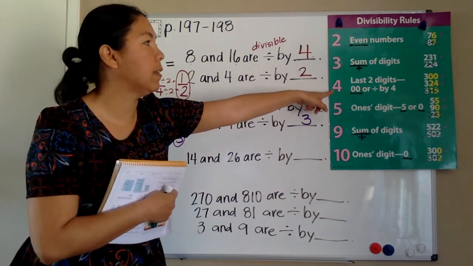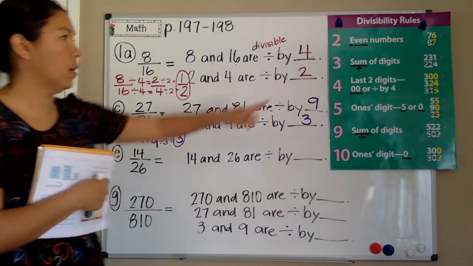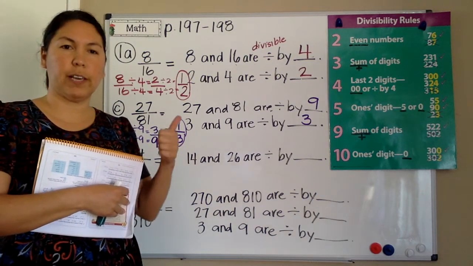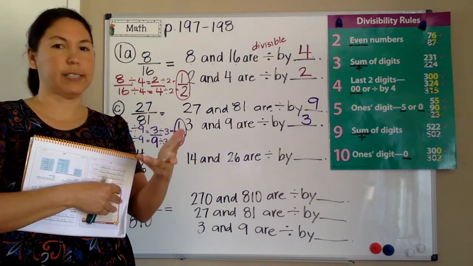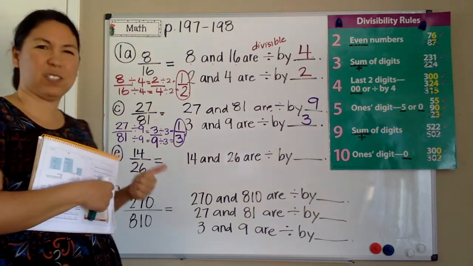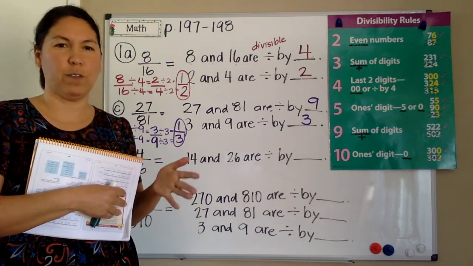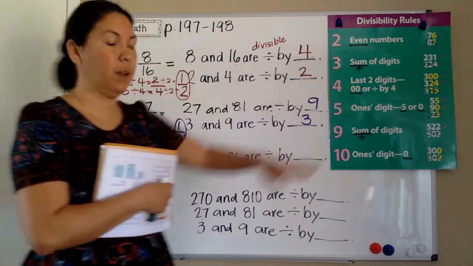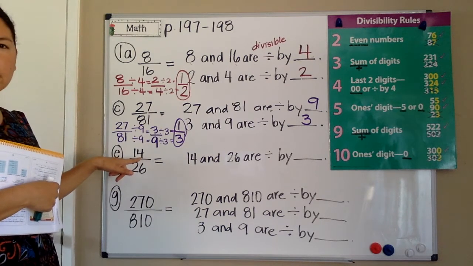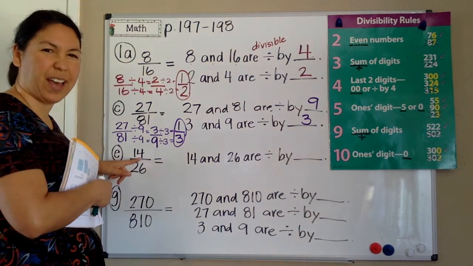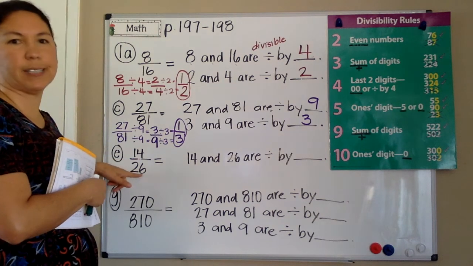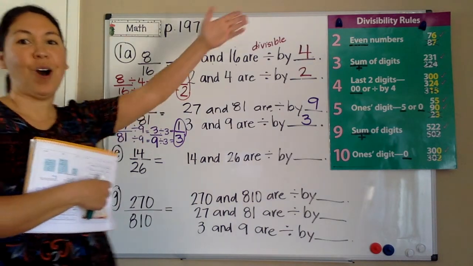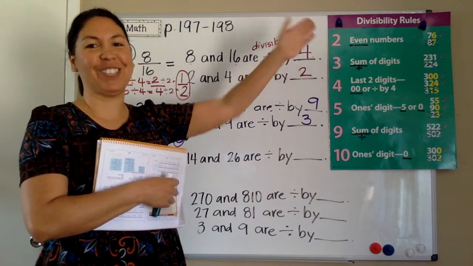Let's try 4. Last 2 digits zeros? No. Can 4 go into them? Let's see. Can 4 go into 14 perfectly? 4, 8, 12, 16. No, we don't get 14. How about 26? 4, 8, 12, 16, 20, 24, 28. No. No luck so far. Let's go to 3. 1 plus 4 is 5. Can 3 go into 5 perfectly? No. 2 plus 6 is 8. Can 3 go into 8 perfectly? No.